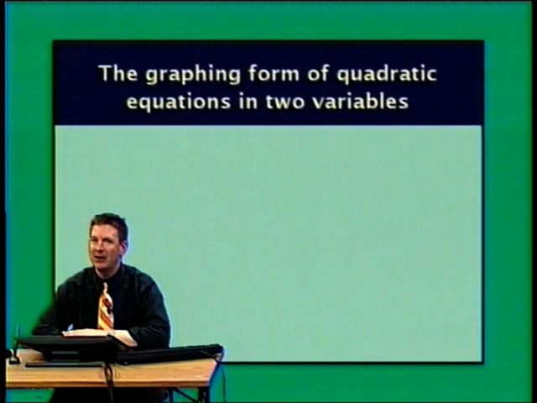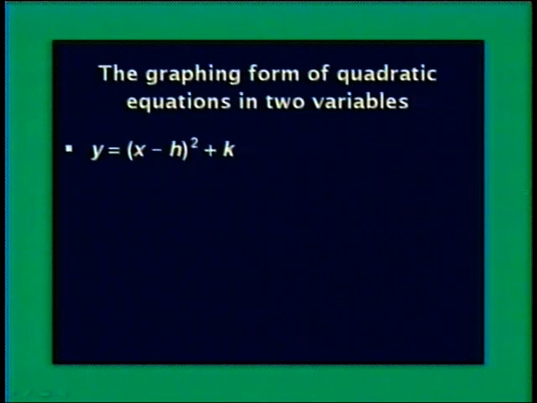Hello. In my part of the lesson, I'm going to talk about the graphing form of the quadratic equation in two variables. When the equation is written in this form, several aspects of the graphing process become very simple. I'm first going to consider equations of the form y equals x minus h quantity squared plus k, and then I'm going to add a non-1 coefficient in front of the x minus h quantity squared term of the expression.